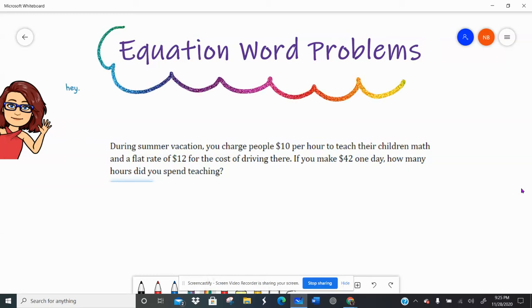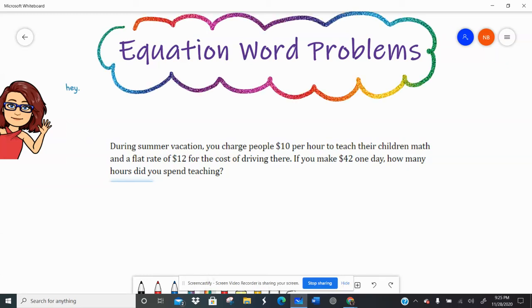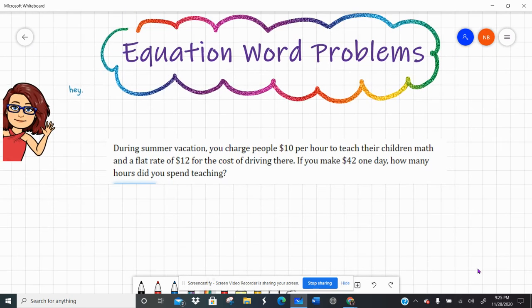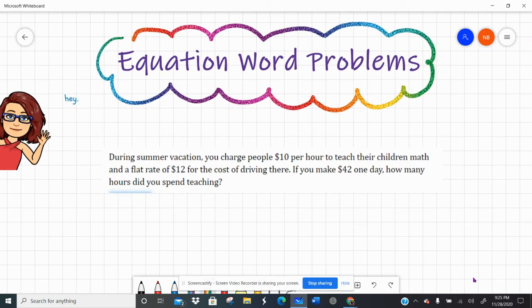Beautiful people. We're going to talk today about equation word problems and how to set up our equation and then obviously solve our equation to find the answer for our word problem. So we're going to do two examples. Want to see it? Here it goes.